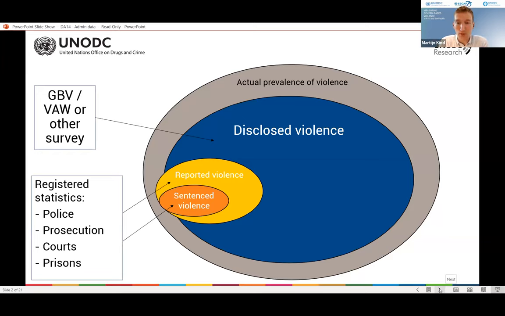This is the administrative data that we've been talking about. But within that, we can see specific information on sentenced violence. So we can also know how much of that is actually sentenced through the formal criminal justice system. And this can also provide some important information. As you can see, there's a large degree of overlap between the kind of data you can collect through surveys, but there's also a small area that's unique to administrative data. And I'd just like to highlight that in the next slide.